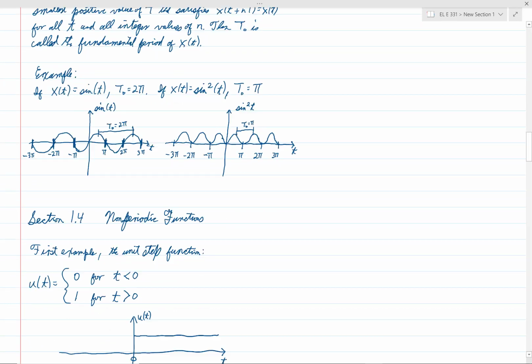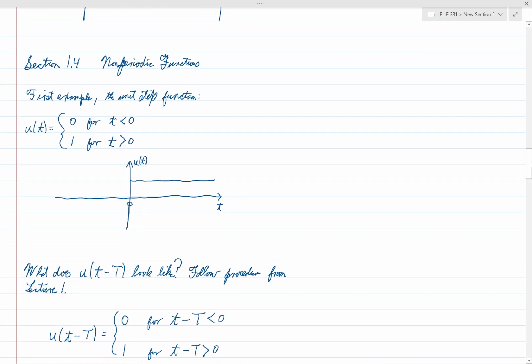Okay, so now the last portion of lecture 2 is an introduction to non-periodic functions. These are also called aperiodic functions. And we're just going to get started on this. We won't be able to finish it completely, but we're going to begin our discussion of non-periodic functions by looking at two particular non-periodic functions that can play a pretty big role in this course, and they also have some convenient features. So let's look at them.